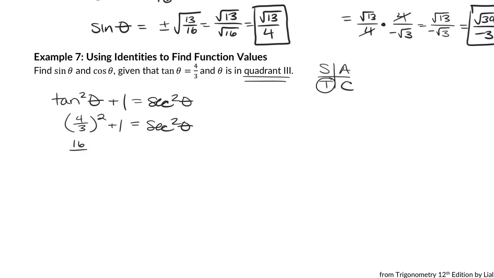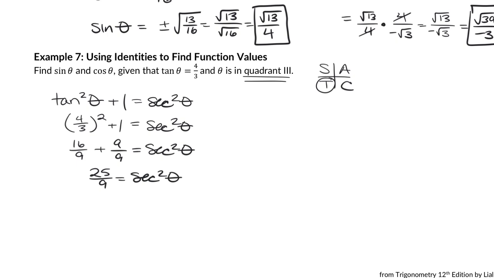16/9. Very good. If I want to add the number 1 to it, how should I rewrite the number 1 to make that easier on myself? 9/9. Because 9/9 is 1, yes? We're making our lives easier. 16 plus 9, that's 25/9. Should be equal to the secant squared of theta.